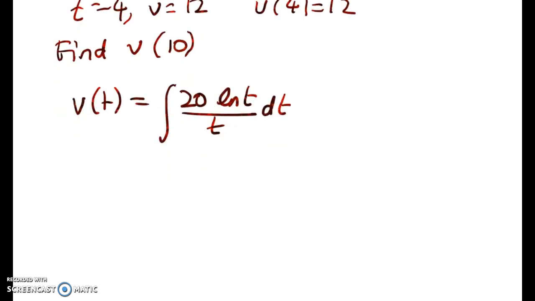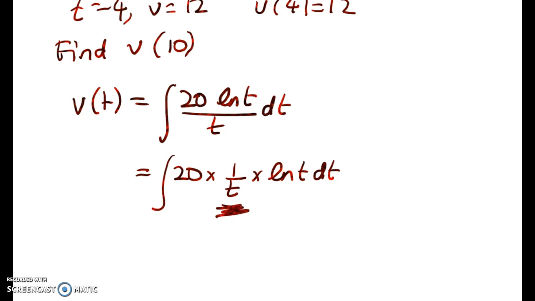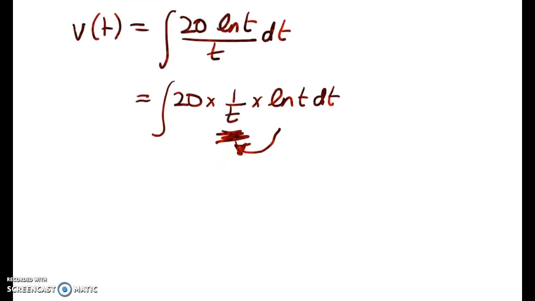So let's look a little bit more closely at how we can split that up. We can think of it as 20 times 1 over t times the log of t dt. Now that really helps us because this 1 over t is the derivative of log t. So that suggests that this is just going to be the power rule as follows. So we'll have 20 times the log of t squared.